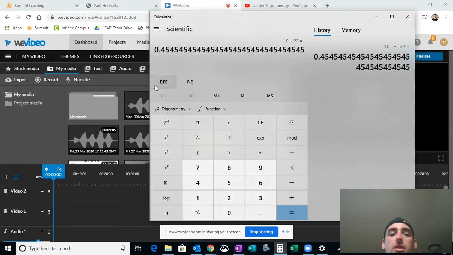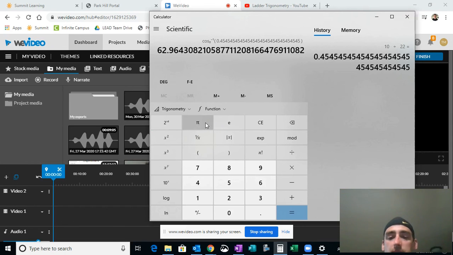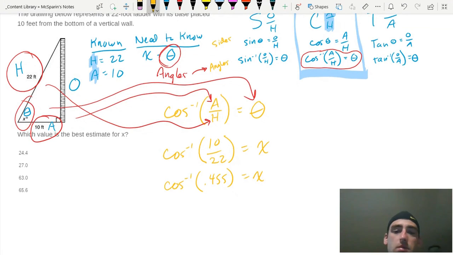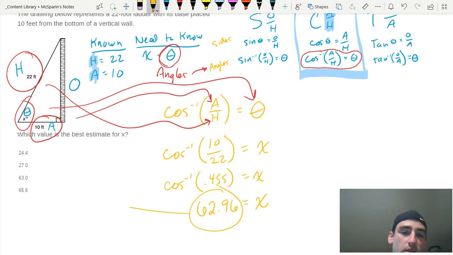I'm going to make sure I'm in degrees. I'm going to go to trigonometry. Second, we'll pull up my inverses, and I'm just going to go inverse cosine. 62.96. So 62.96 equals x. That is going to be really close to 63. So there's my answer. And that's in degrees.